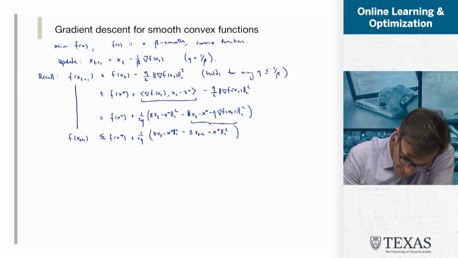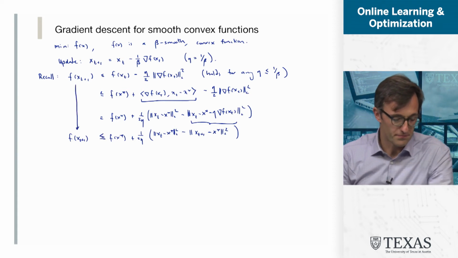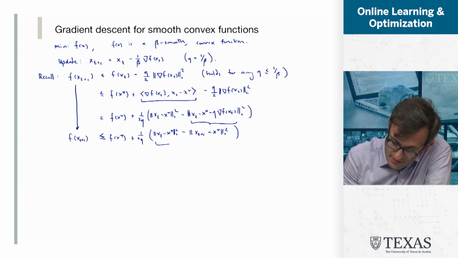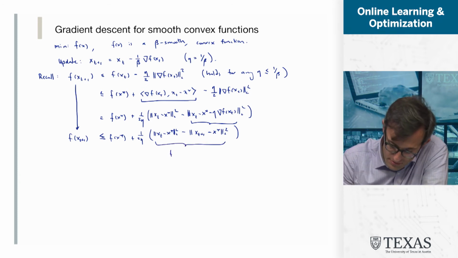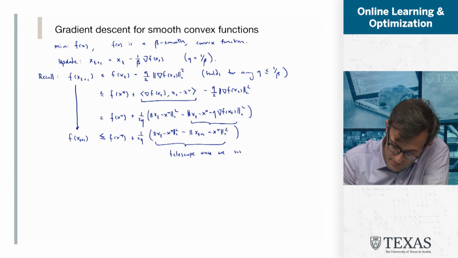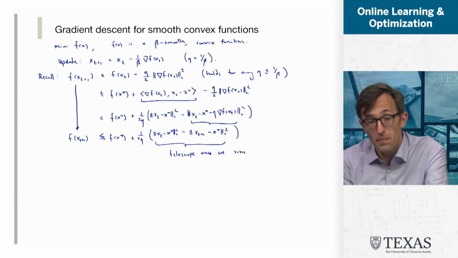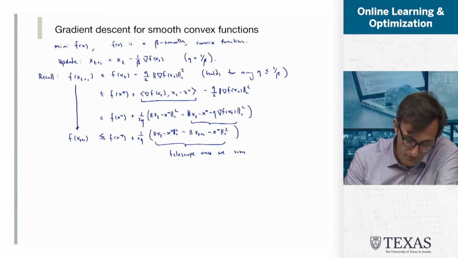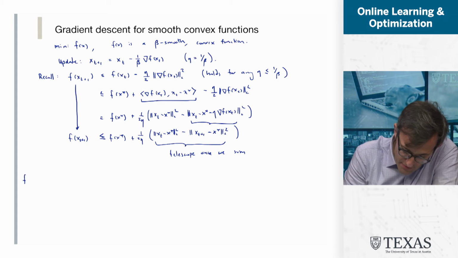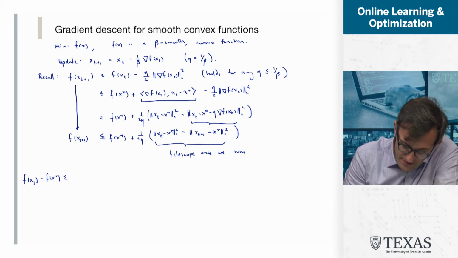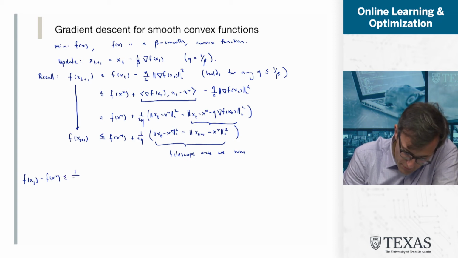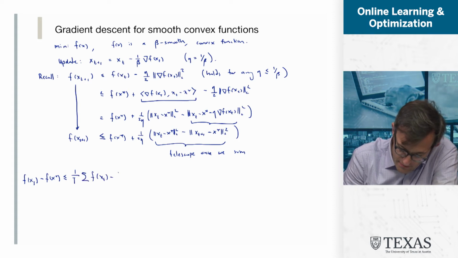So bringing down f of x_{t+1}, this is what we have so far. And this is going to telescope once we sum. So this is exactly what I'm going to do. I'm going to bring f of x star over to the left-hand side, and then sum both sides and divide by t. So I find that f of x_t minus f of x star is less than or equal to 1 over t times the sum of f of x_t minus f of x star.